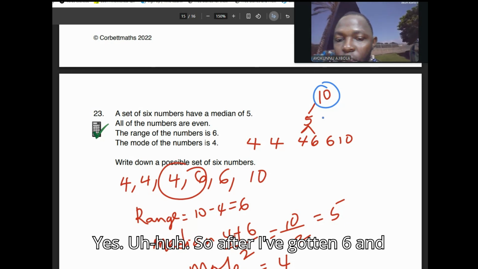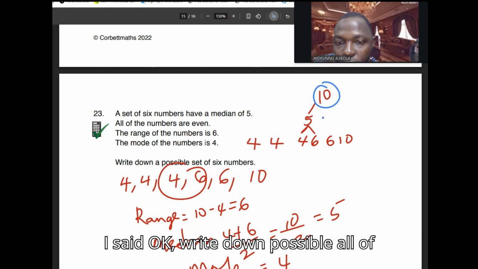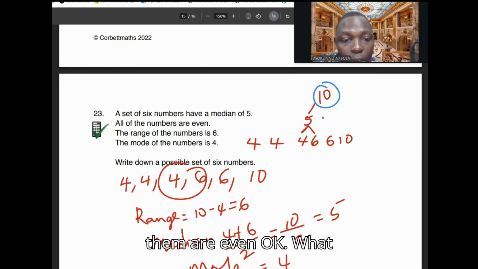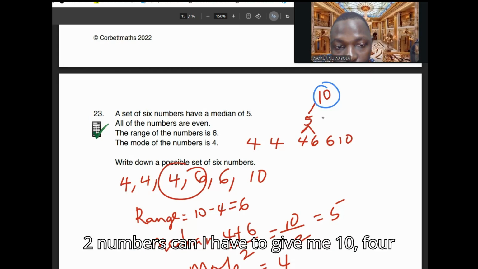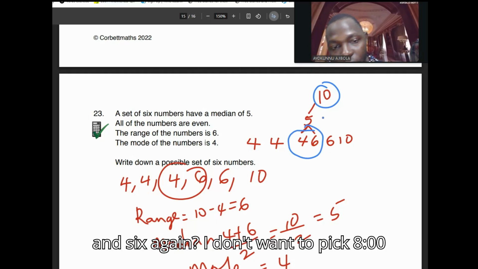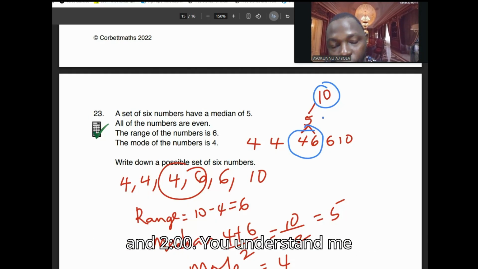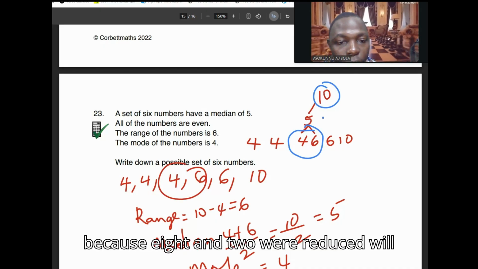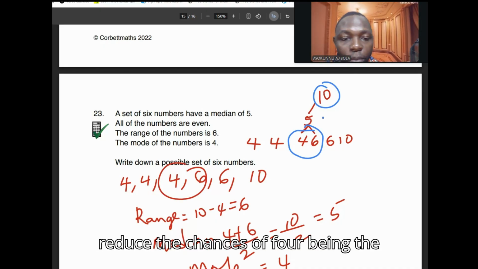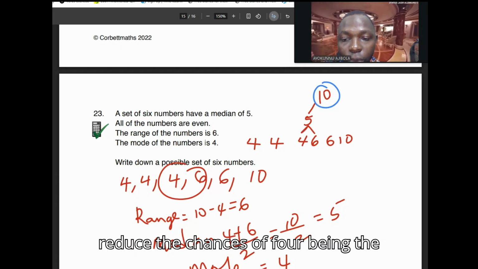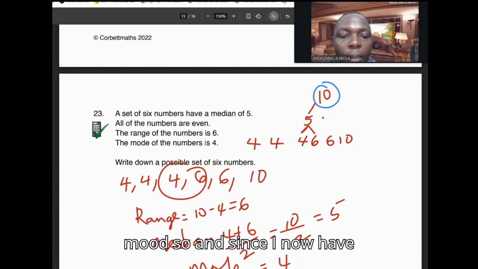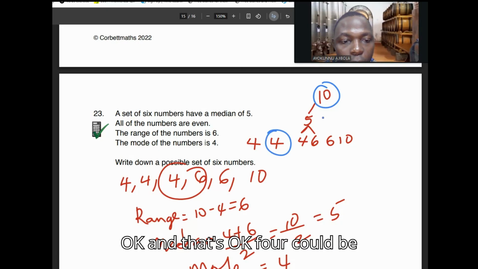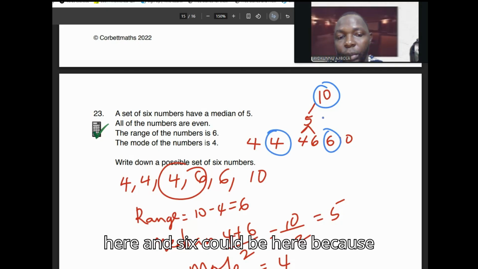After I've gotten 6, I write down the possibilities. All of them are even. What two numbers can I add to give me 10? 4 and 6 again. I don't want to pick 8 and 2, because 8 and 2 will reduce the chances of 4 being the mode. So 4 could be here and 6 could be here.